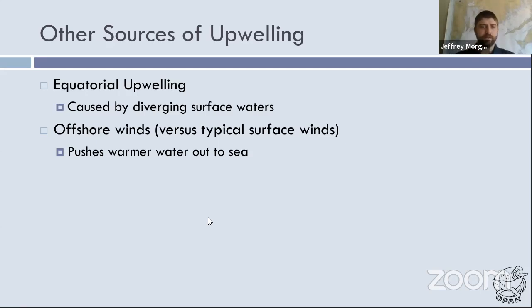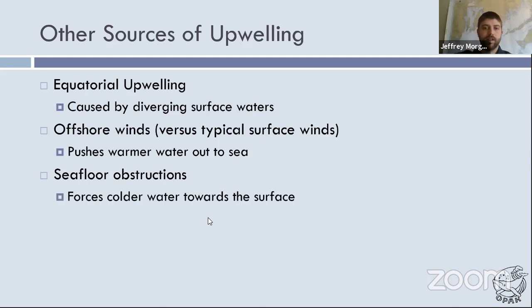Doing the same thing as the last figure, but different directions. We have seafloor obstructions, so like seamounts, underwater mountains. If you have nice cold water that hits that, it's going to be pushed up to the surface. A good example of that in New England are the seamounts south of Block Island.